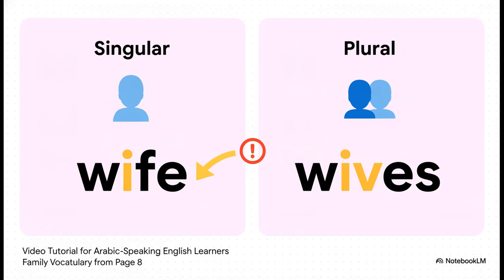Okay, quick heads up, because this next point is an error warning straight from our source material. Take a really close look at the spelling. Notice how the F in the singular word wife changes to a V in the plural word wives. So we say my wife or his wife for one person, but if we're talking about multiple people, it becomes their wives. English spelling can be notoriously tricky, and honestly, this F to V shift is a mistake I see all the time. So definitely lock that rule into your memory.